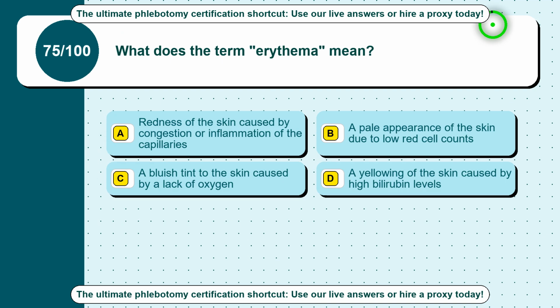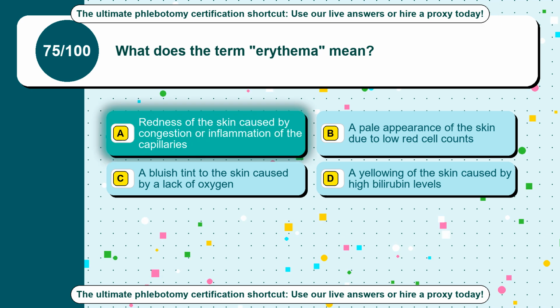Question 75. What does the term erythema mean? Option A. Redness of the skin caused by congestion or inflammation of the capillaries. Option B. A pale appearance of the skin due to low red cell counts. Option C. A bluish tint to the skin caused by a lack of oxygen. Option D. A yellowing of the skin caused by high bilirubin levels. The correct answer is option A.